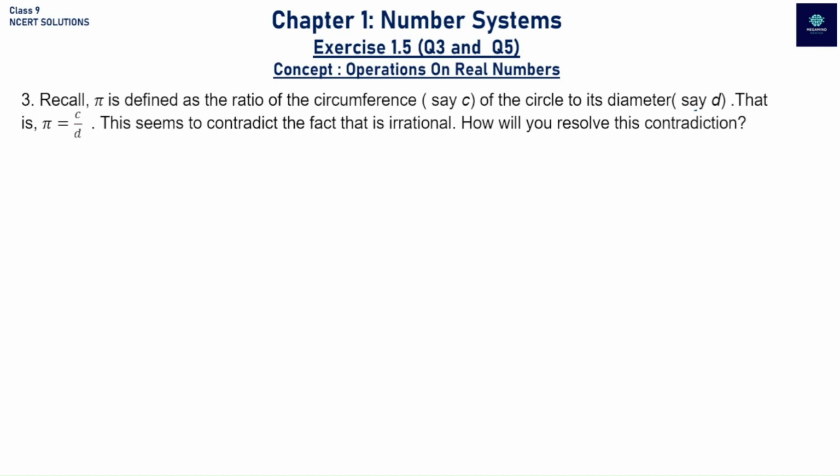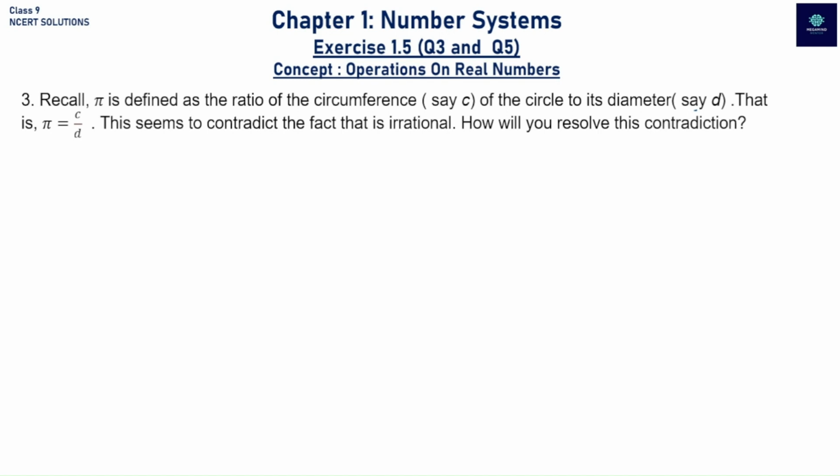It says recall pi is defined as a ratio of circumference of the circle to its diameter, that is pi is equal to c by d. This seems to contradict the fact that it is irrational. How will you resolve this contradiction?